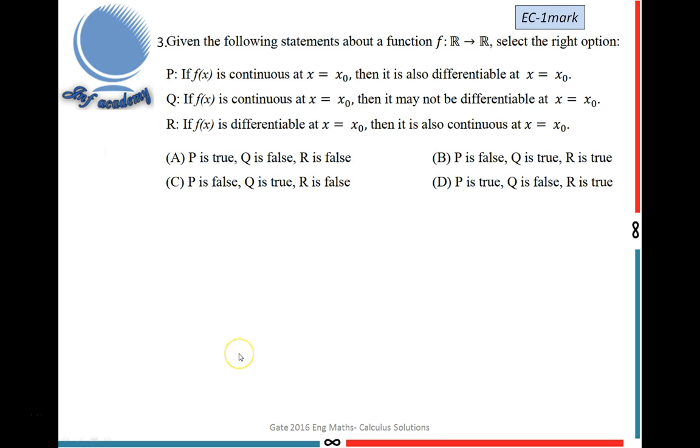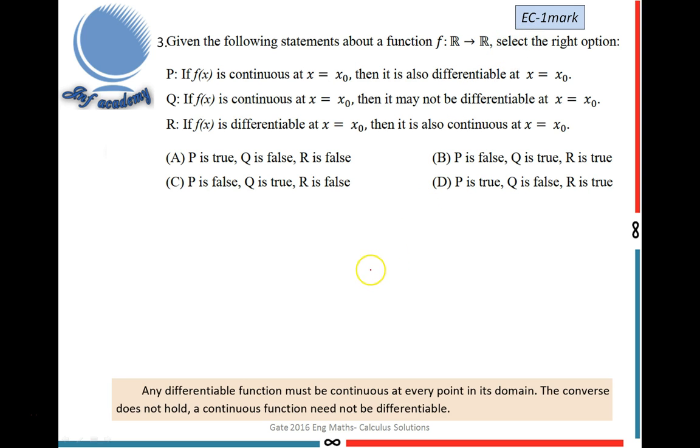Now the third problem is, given the following statements about a function f from R to R, select the right option. Here three statements are given. We have to check whether the following statements are true or false. This question is from the EC department. It has 1 mark. In this problem, I use one result: any differentiable function must be continuous at every point in its domain. The converse does not hold. That means a continuous function need not be differentiable.